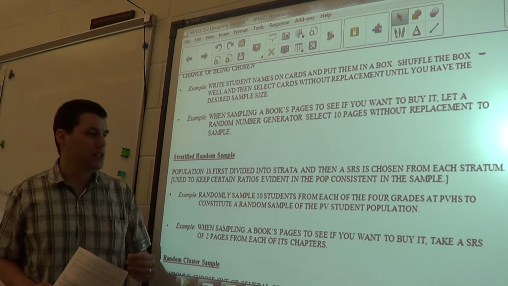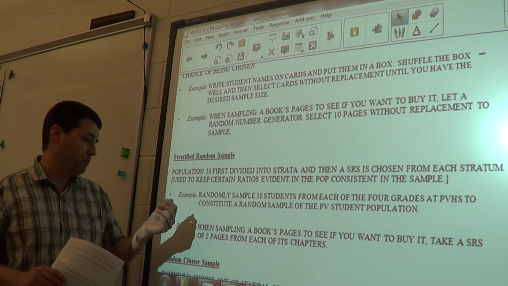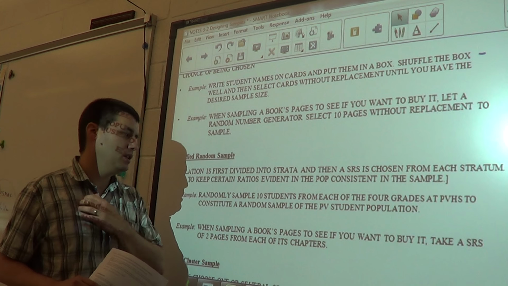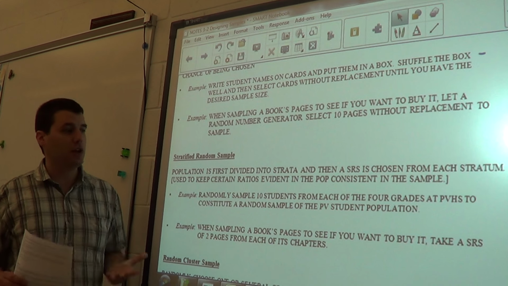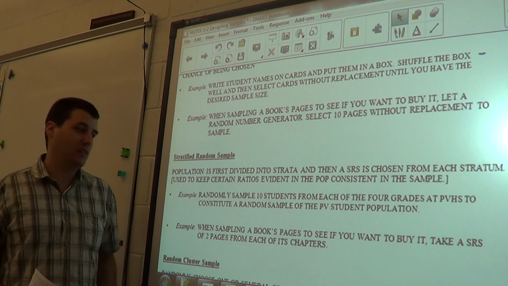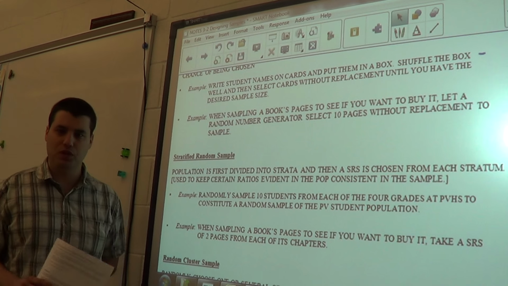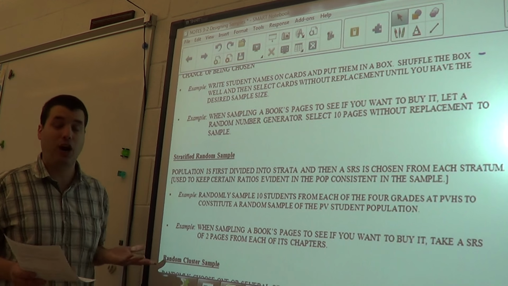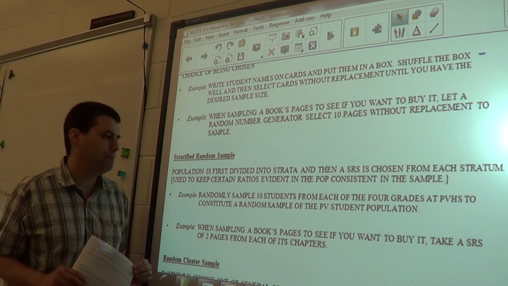So here's the example I delivered. You randomly select 10 students from each grade, 4 grades at PVS, to constitute a random sample of the PV student population. That's the example I gave. Realize that's a good idea when it comes to study hours, things like that. That wouldn't be a good idea for everything. I don't think that would be necessary if I wanted to know the gender distribution percentage of boys and girls. I don't think that's different from grade to grade, so that would be probably a waste of time. It probably wouldn't hurt, but it's probably a waste of time.